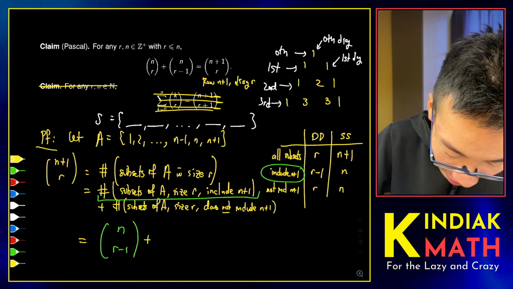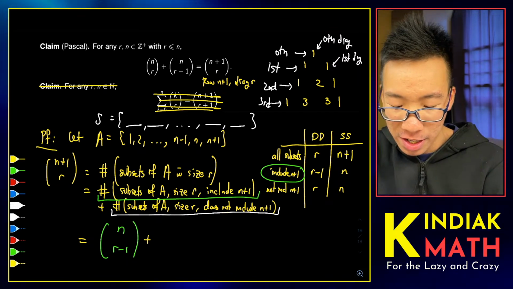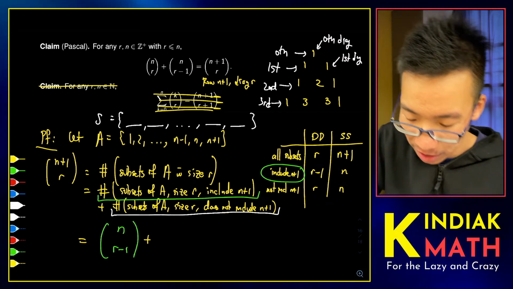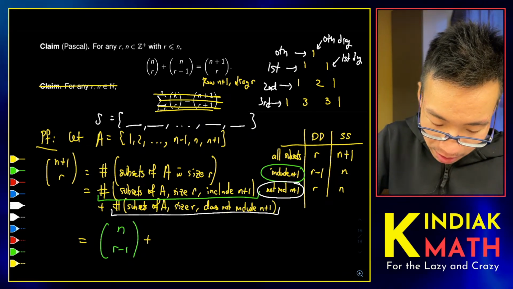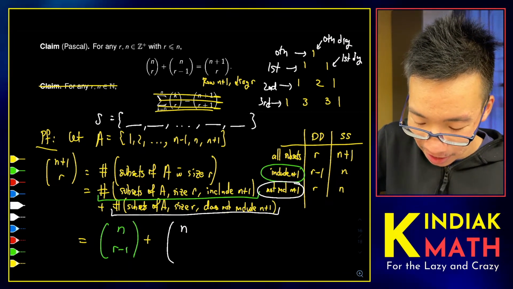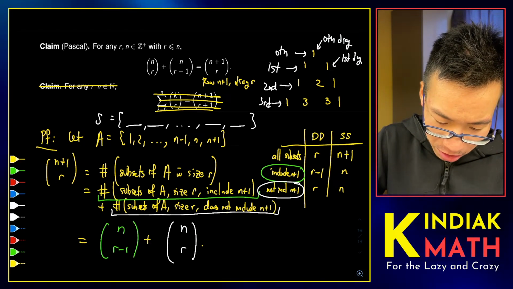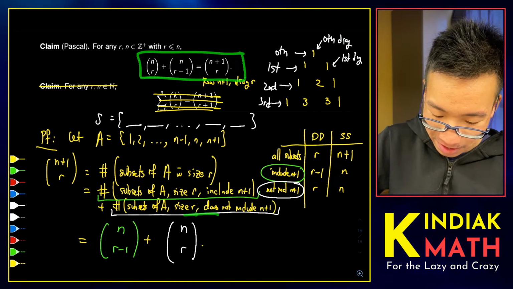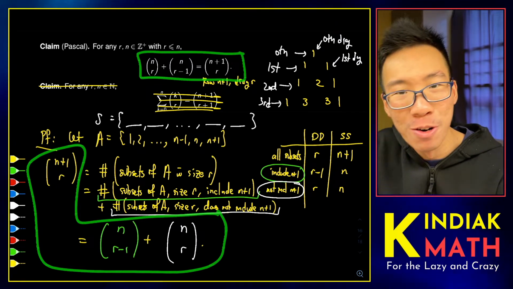And what about the other quantity? This is the subsets of A of size r that do not include n plus 1. It's going to be these guys, and it's going to correspond to supply n, demand r. And would you look at that? These are basically what we were trying to prove.